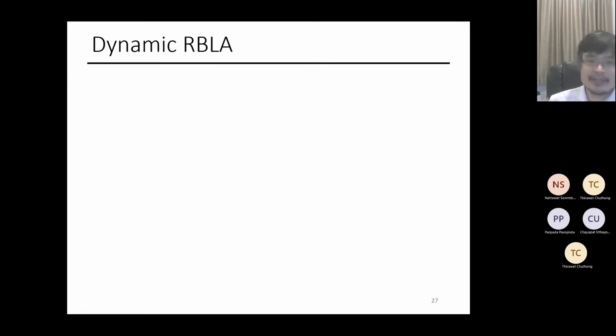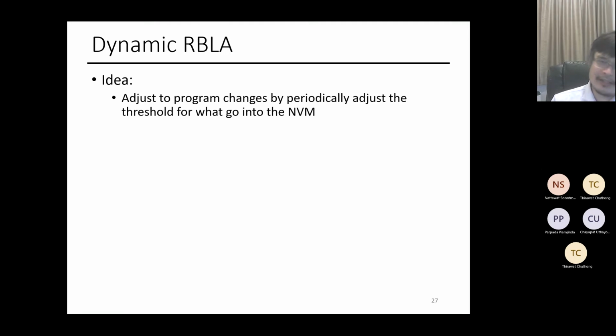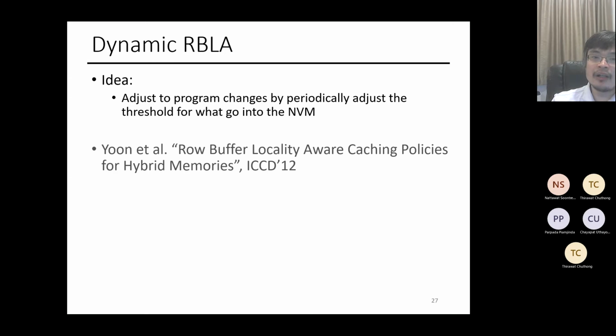And the idea of our dynamic mechanism is, can we adjust to program changes periodically to figure out what the threshold is for putting things into NVM? We published this work at ICCD and got the best paper award. It's called Row Buffer Locality Aware Caching Policy for Hybrid Memory. So that's one thing you can do with non-volatile memory.